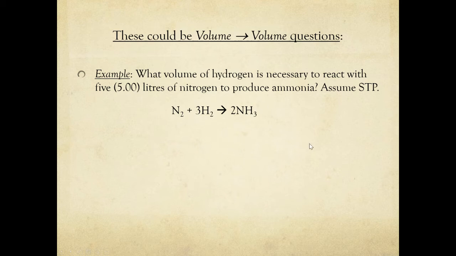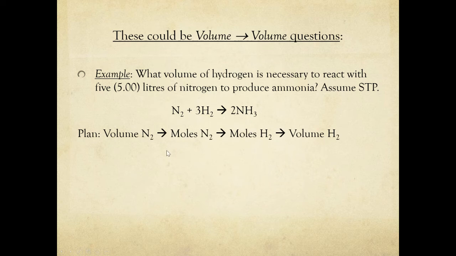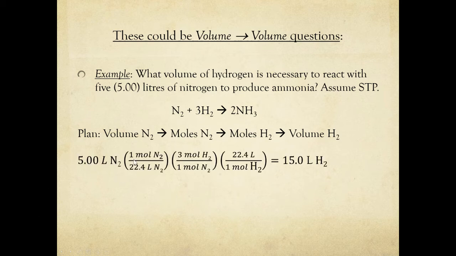All right, so my plan, I want to go from volume of my nitrogen gas to moles of nitrogen gas, then to moles of H2, and then to volume of H2. So there's my plan. Volume to moles, moles to moles, moles to volume. So with this one, 5.0 liters, divide by 24, get moles of N2. Moles of N2 cancel, we got moles of H2. H2 cancel, and then we're going to get liters of your H2, which is going to be 15.0 liters. So 3 sig figs on this one.